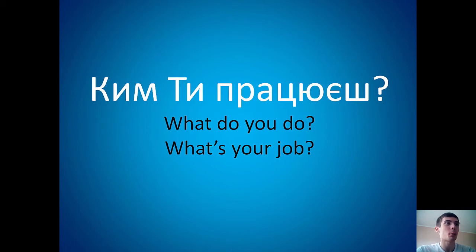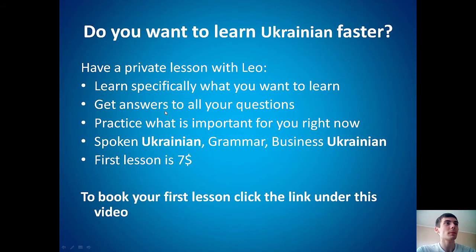And as usual, here we have ти, which is informal you. And when you want to make it formal, it sounds like ким ви працюєте, and it will be different. Let's focus on informal. Ким ти працюєш? Ким ти працюєш? Like this. Okay? Next.